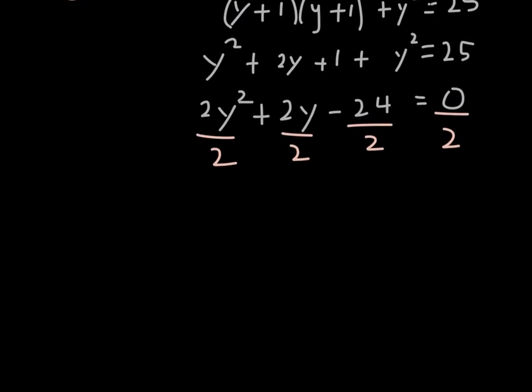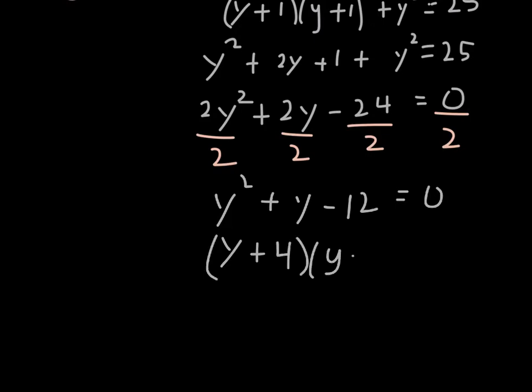And that'll leave me with y squared plus y minus 12 is 0. I like to factor, so I'm going to solve by factoring, but you can also use the quadratic formula if you'd like. So I'm going to get y is equal to negative 4 or y is equal to 3.